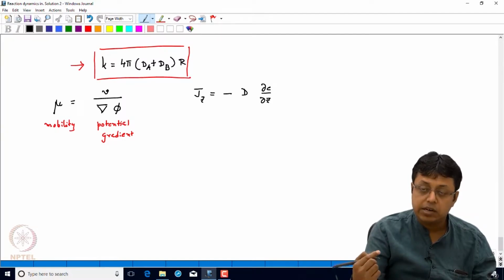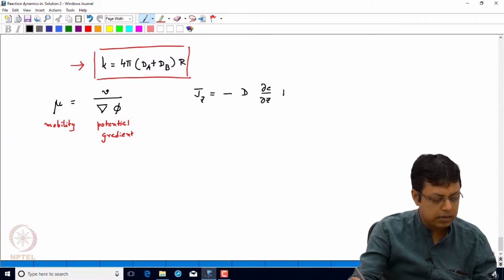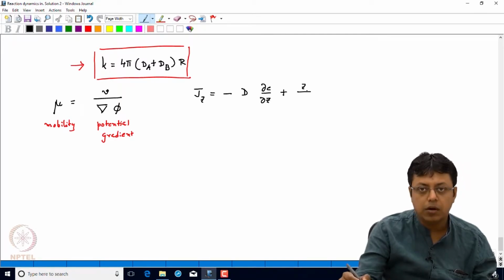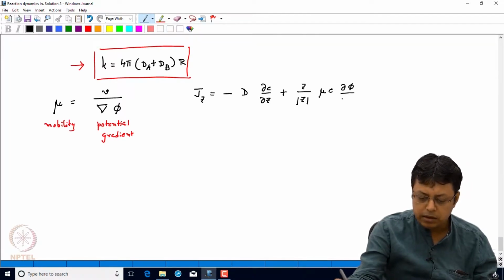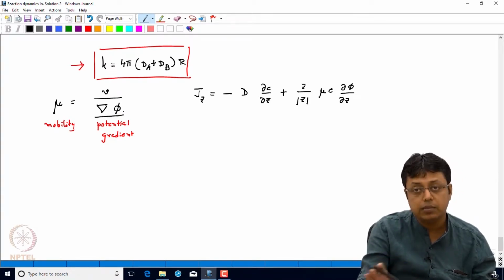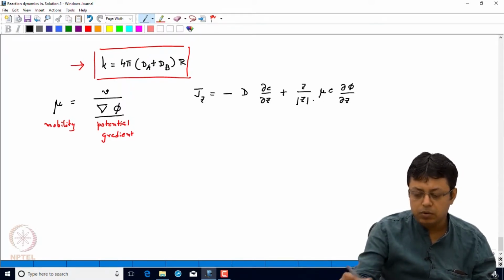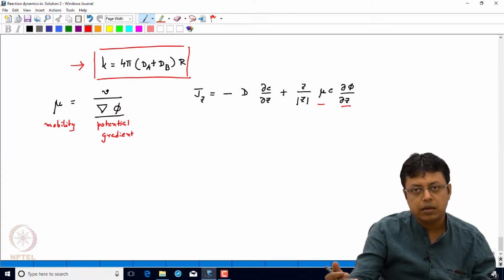But now we will have an extra component, which I am writing as plus Z, where Z is the charge of the ion, divided by the modulus of Z. So it dictates the sign of the ion, whether it is positive or negative, multiplied by the ionic mobility, the concentration of the ion, and the potential gradient del phi del Z. Here I am using a one-dimensional form instead of the three-dimensional gradient. So mu times del phi del Z is nothing but the velocity, and the term is the concentration times the velocity and the direction of the charged species, whether it is moving in or moving out.